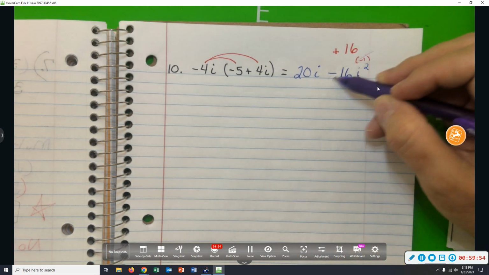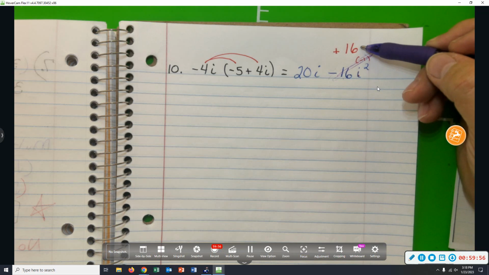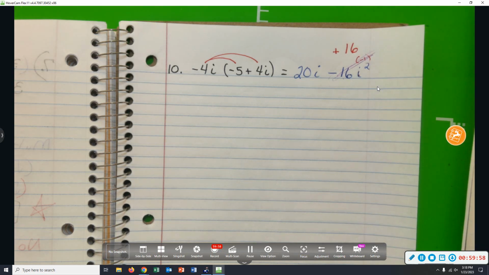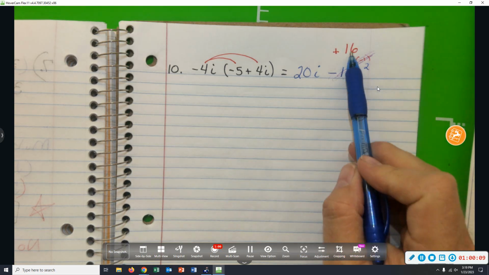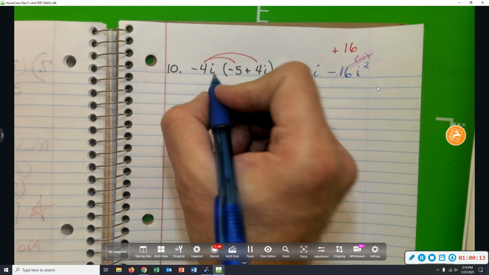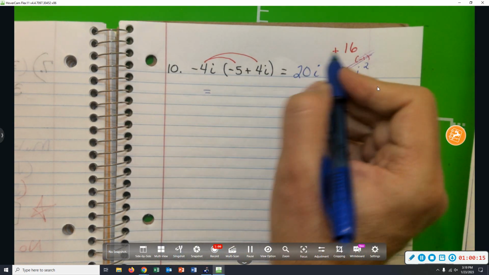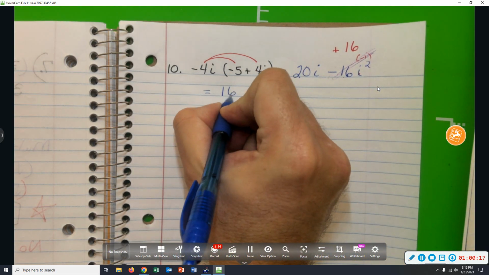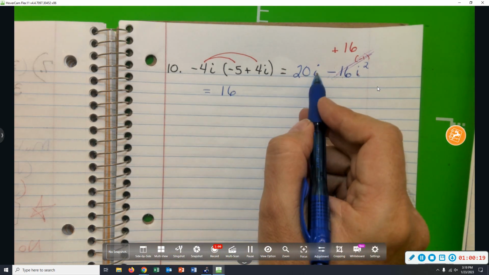Mark out all of that. That's all gone. And in its place, we have that plus 16. And the instructions generally want the thing that has no i first. Instead of writing 20i plus 16, we should write the 16 first, and then the i term at the end.